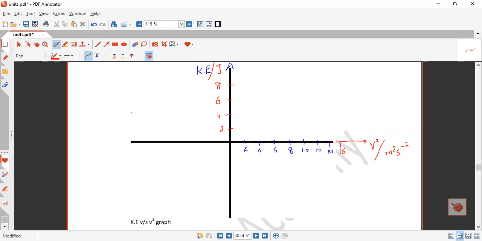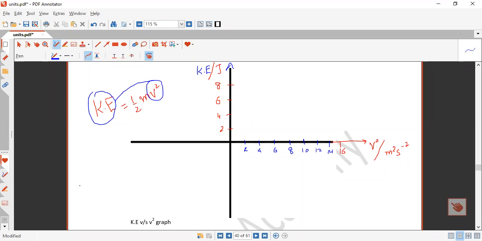What do you think from the formula, students? What is the relation between kinetic energy and v square? Yes, what's the relation between kinetic energy and v square? Tell me. Direct or inverse? Direct. So the graph will be a straight line. So let me prove it.